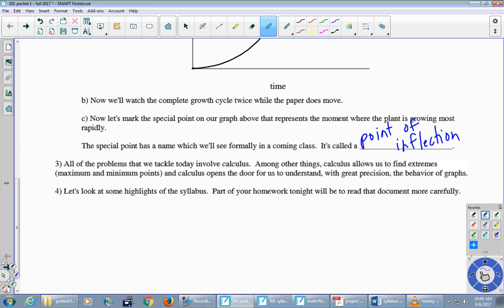Among other things, calculus allows us to find extremes, that is maximum and minimum points. And calculus opens the door for us to understand with great precision the behavior of graphs. So we will see all of that.